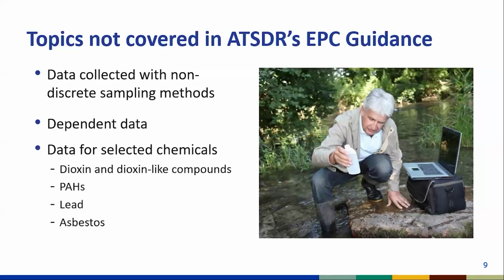Finally, the guidance should not be used to evaluate samples analyzed for certain contaminants. These include dioxin and dioxin-like compounds, PAHs, lead, and asbestos. ATSDR has preferred approaches for these contaminants that differ from what's presented in this guidance. Of note and relevant to this presentation, you can still use ATSDR's EPC tool to calculate an EPC for dioxin and PAHs. It's just the methods are slightly different. We'll talk more about that later in this presentation.